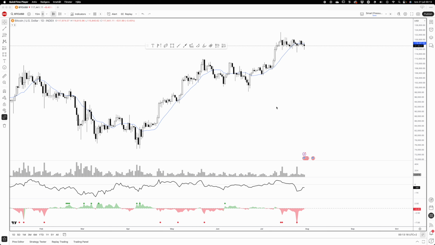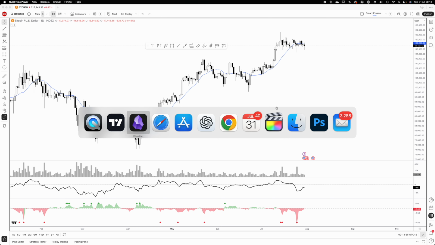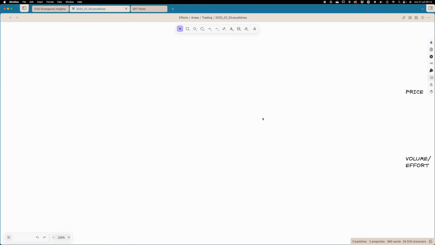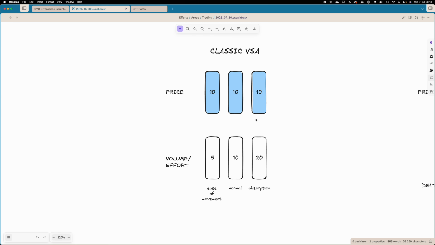To go over the Insights Indicator, how it works, how it's calculated, and its different settings. So let's start with looking at how the Insights Indicator is constructed. To do that, we need to talk about volume spread analysis first. So let's go to a drawing here that I've made.